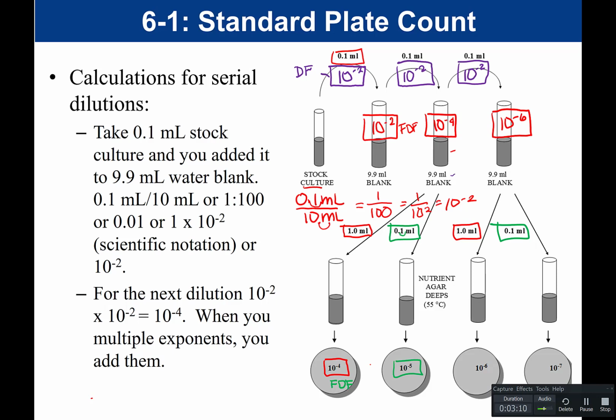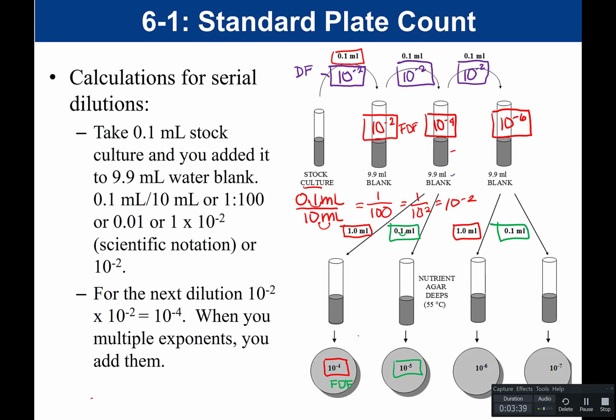Now, if I take from my 10 to the negative 4 plate and I transfer 0.1 milliliters, notice that's 10-fold less. 0.1 is 10-fold less relative to 1. So 10-fold less means that my exponent changes by 1 number. So now it's going to be 10 to the negative 5. This, right, 10 to the negative 5 is more dilute than 10 to the negative 4.